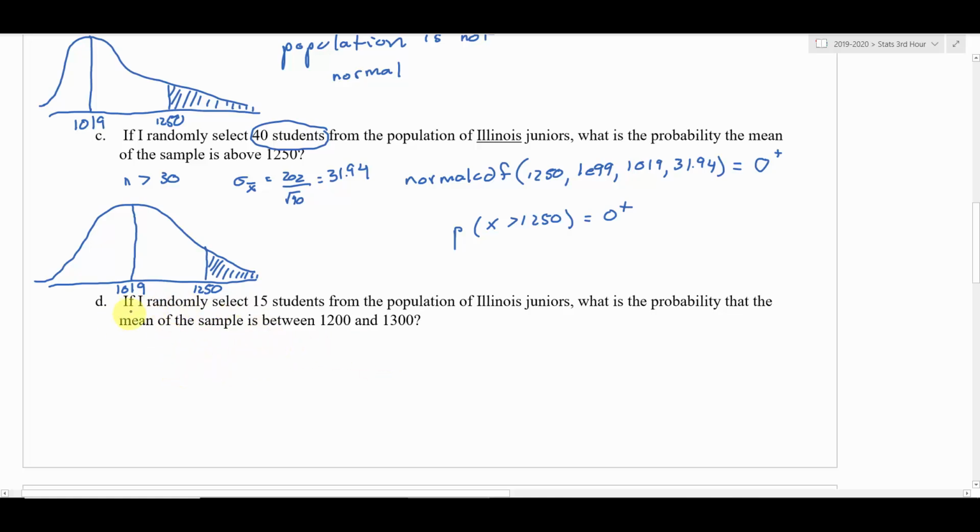So this one says if I randomly select 15 students, okay, so 15 students from the population this time. So we're taking 15 at a time. We're not taking one at a time. And they want to know what is the probability that the mean of the sample is between 1200 and 1300.